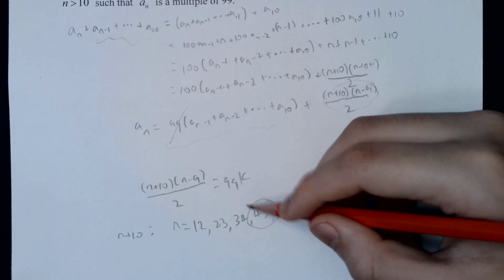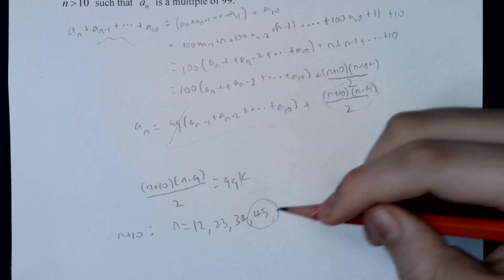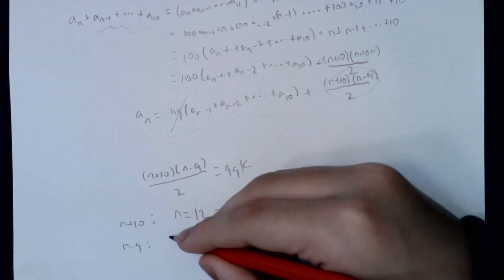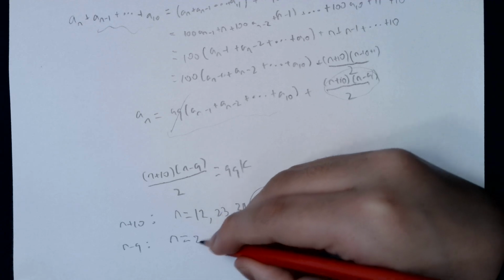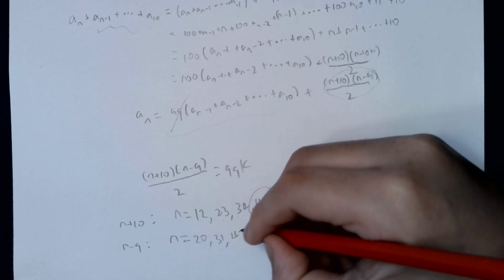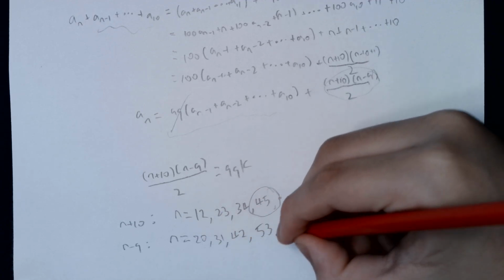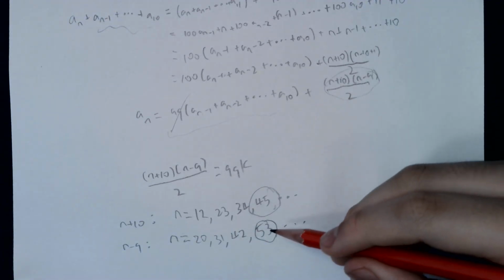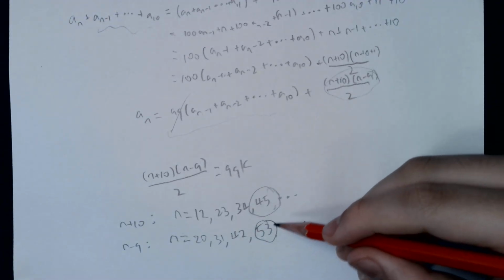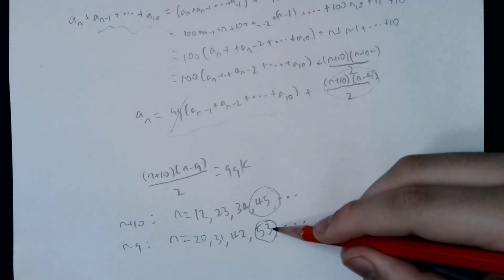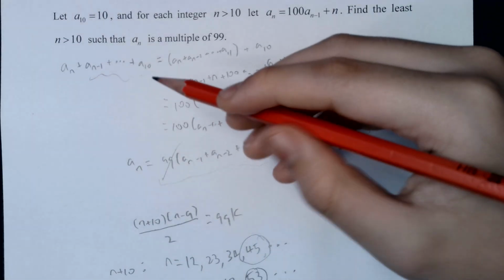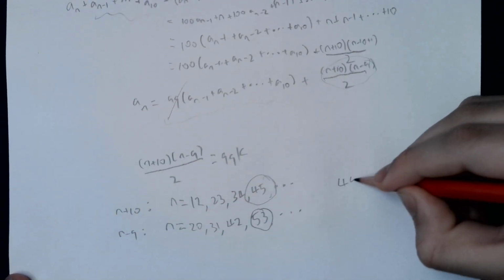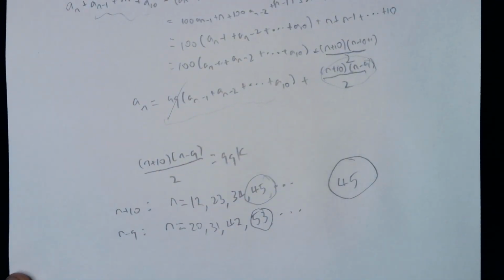This is because 45 minus 9 is 36, which is divisible by 9. Now let's look at n minus 9. So n minus 9 is going to follow a similar pattern. We have 20, 31, 42, 53, and so on. However, 53 works, as 53 plus 10, or 63, is divisible by 9. However, since 45 is obviously smaller than 53, to find the least n, we can see that n should equal 45. So the answer to this problem should be 45.